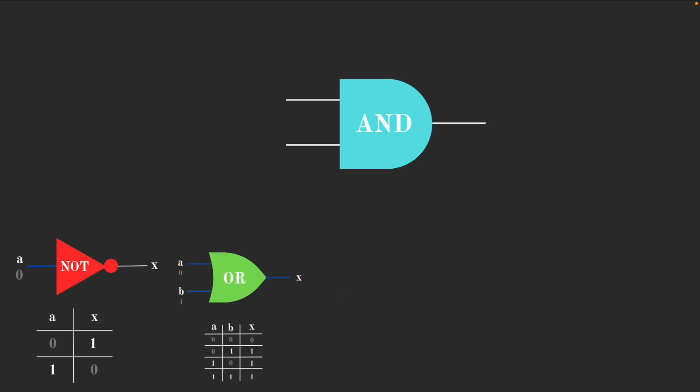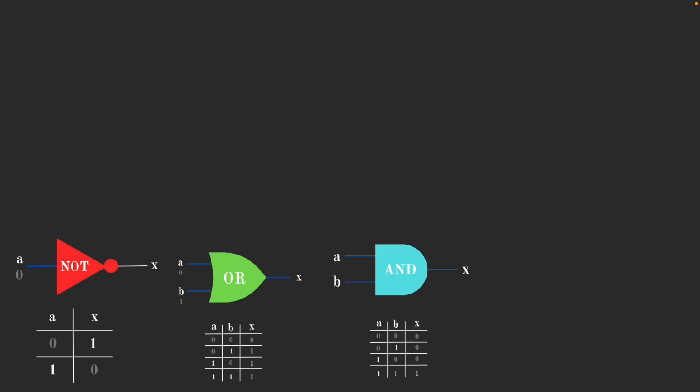Our next one is called AND, and it looks something like this, with our inputs A and B and our output X. Now X is true if and only if both of these inputs are true. Any other input combination and our output is false. And we can make our truth table as shown.